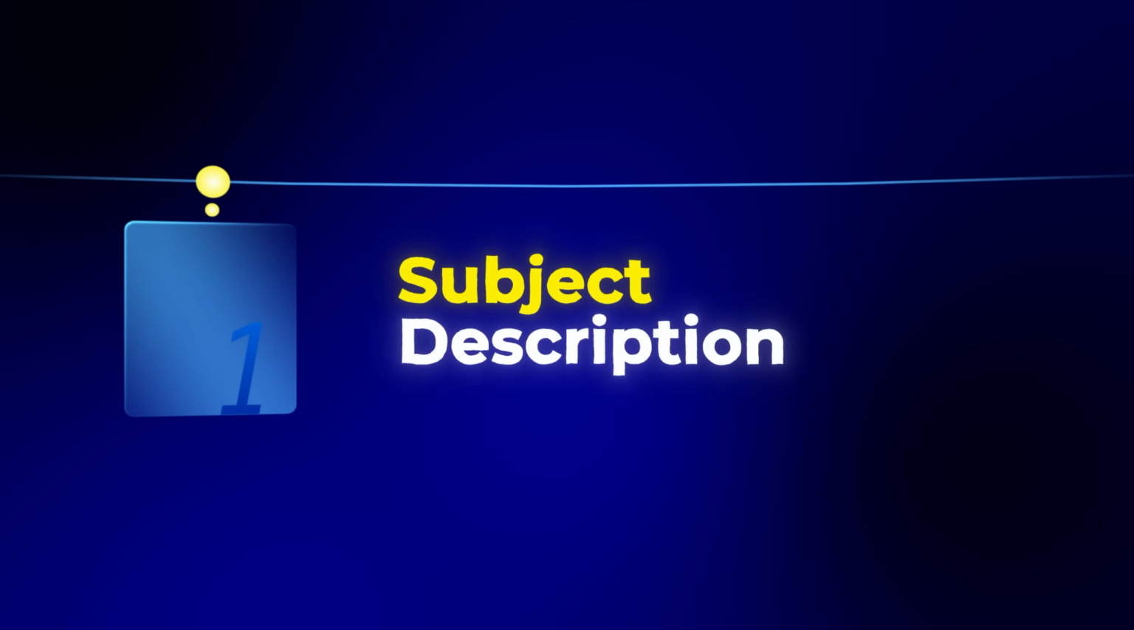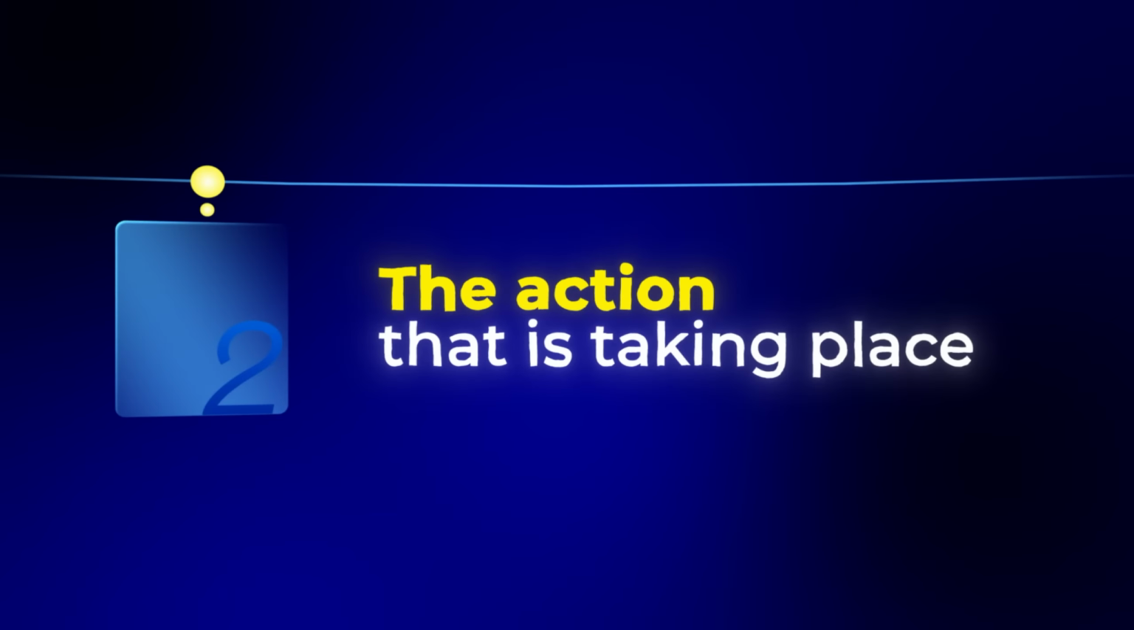First is the subject description, like who or what is in the scene, then it's the action that is taking place, followed by the environment, then the lighting and atmosphere, and finally the camera movement.